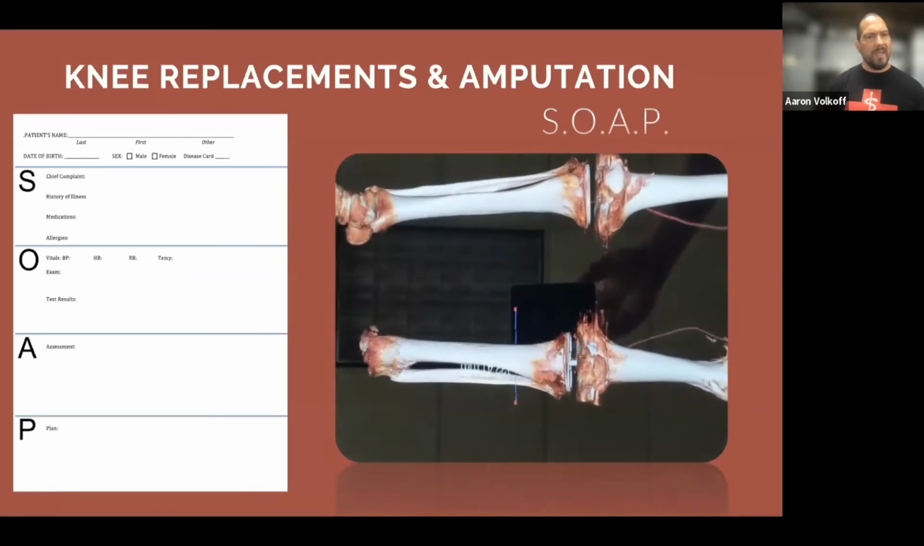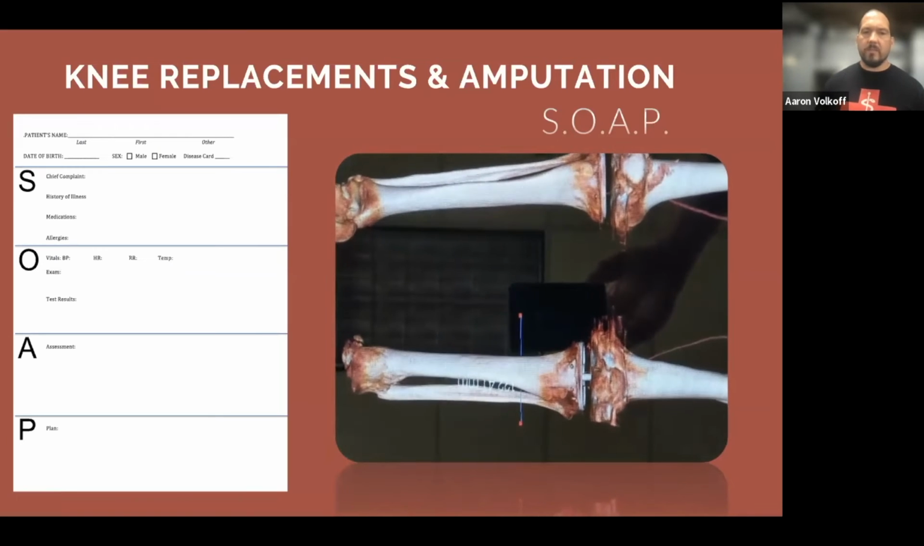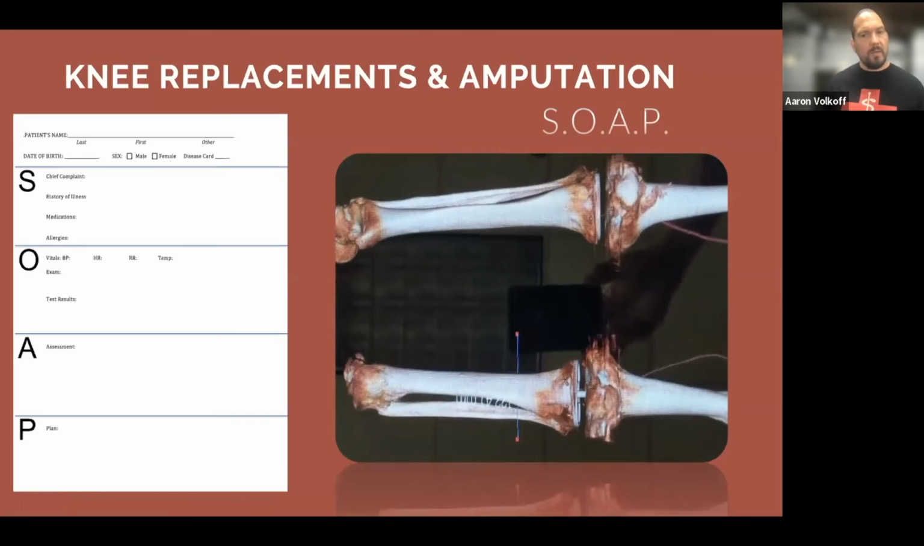plan. So this is where, again, critical thinking comes in. Well, they don't know the subjective for the most part. Some of the cases do have some subjective information, but they have to figure out, okay, a dude with a double knee replacement and amputation, what are some of the signs and symptoms he's going to have? What are some of the causes?